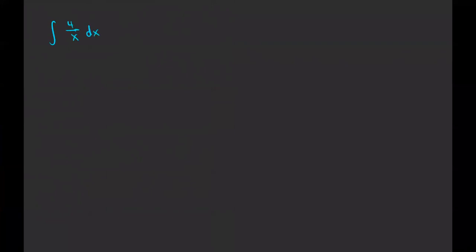And I see that over x here. So this, to me, kind of looks like a 1 over x dx, which we actually saw in the last lecture. This was ln of x. So why don't we try this? We have that 4 over x there.